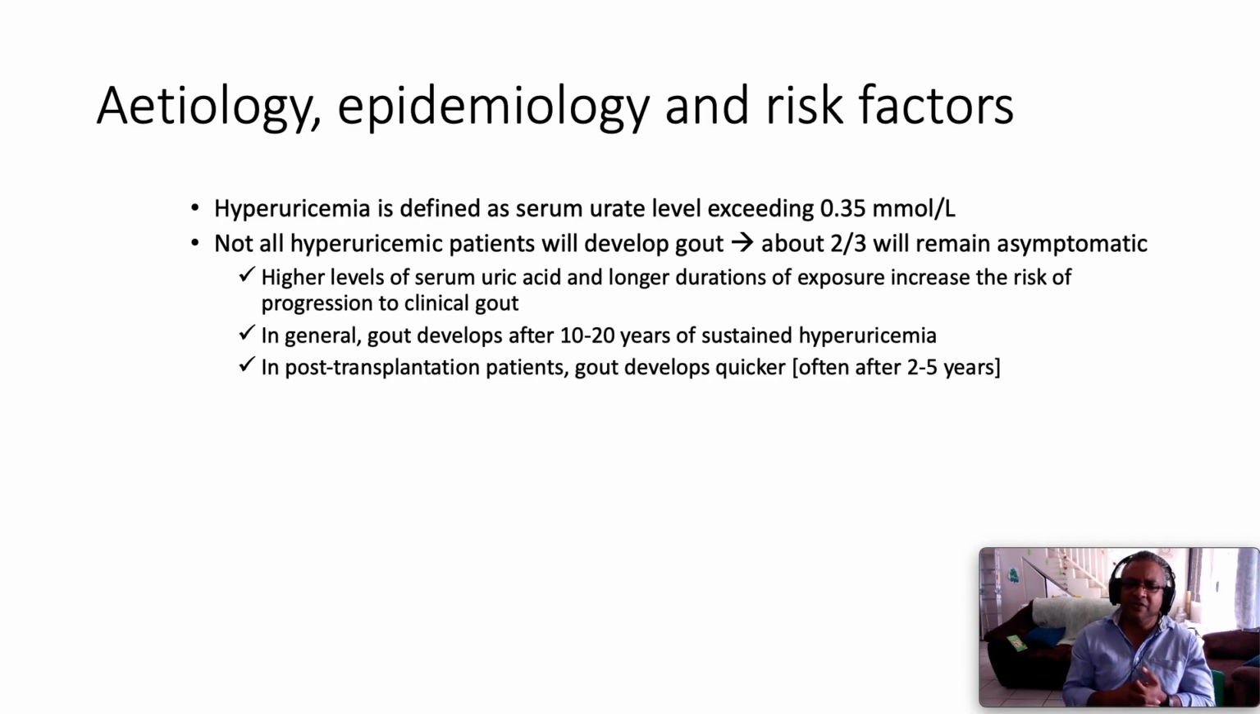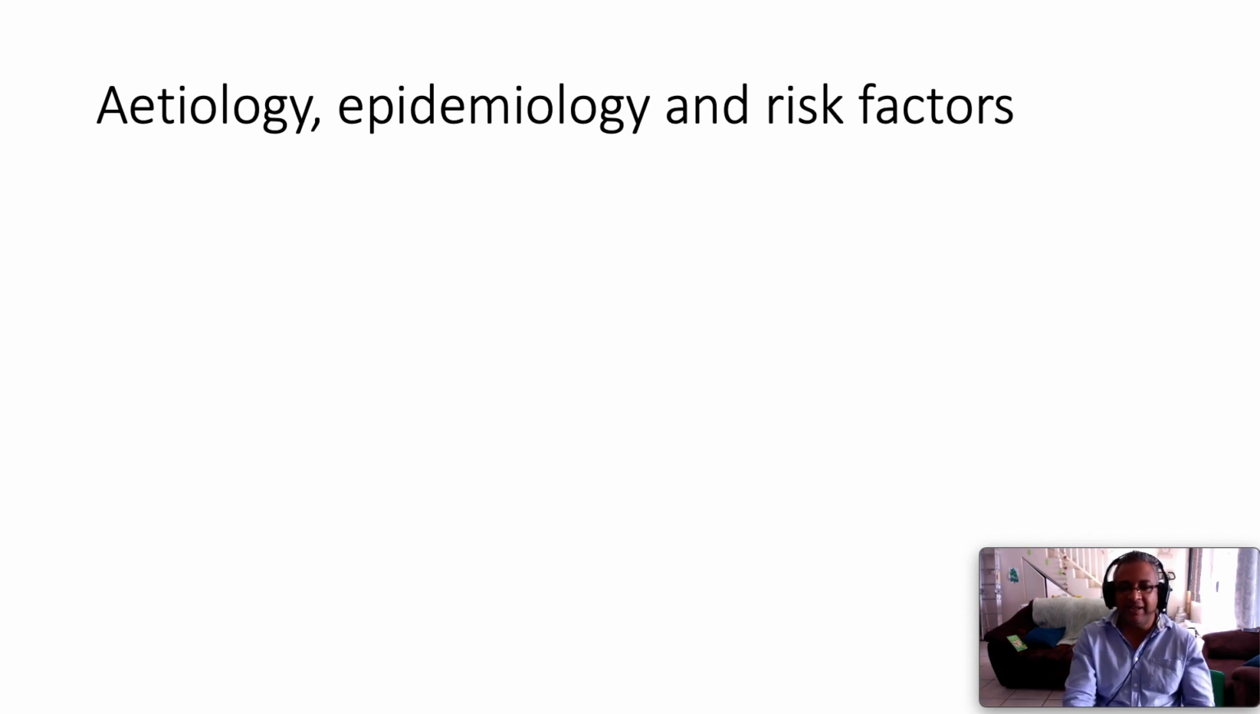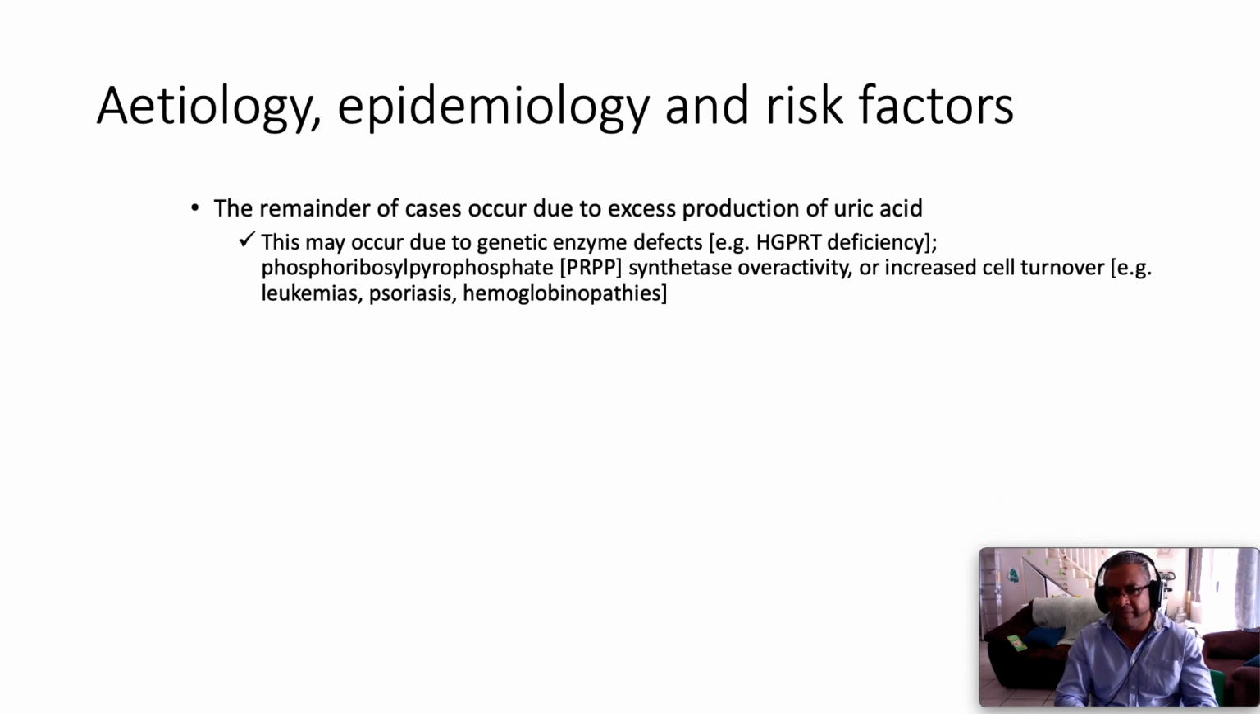In general, gout develops after about 10 to 20 years of sustained hyperuricemia. In post-transplant patients, gout tends to develop quicker, often after about 2 to 5 years. Most cases, upwards of 90%, occur due to decreased excretion of uric acid. Example, patients who have chronic renal disease, low volume states, and diuretic use already. The remainder of cases occur due to excess production of uric acid.